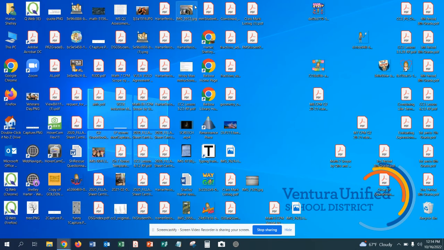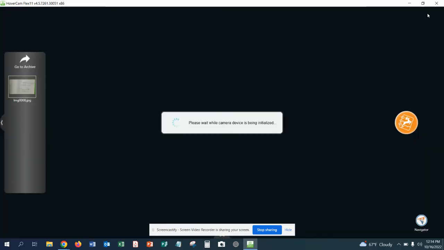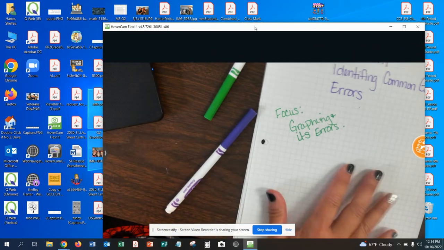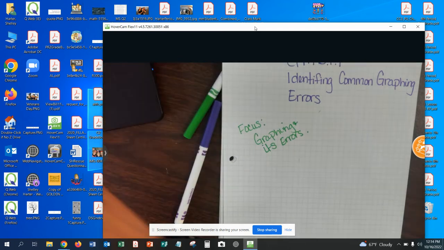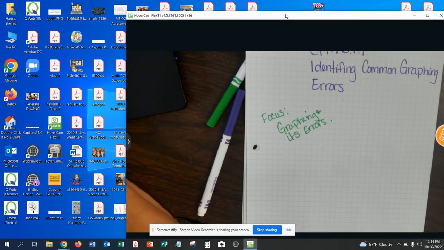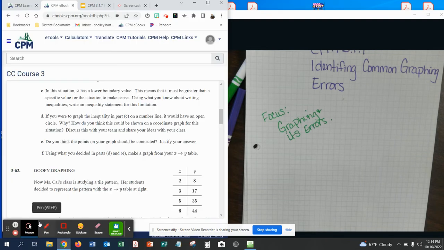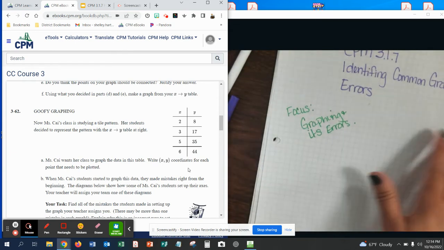Excuse me while I get out my handy dandy hover cam. All right, so you should be writing down identifying common graphing errors. In this moment, our focus is on graphing and its errors, and this is what we're going to start out with.